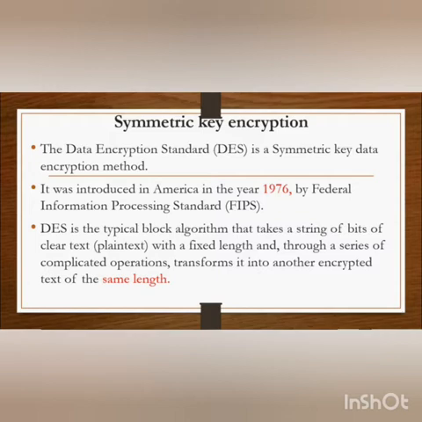Then they will use a series of complicated operations. Just now we have seen some types of simple algorithms, right? But actually they will use such complicated algorithms. Then only the hackers will not hack the information. So through a series of complicated operations, it transforms the text into another encrypted text of the same length. So in symmetric key encryption, they will maintain the same length. Encrypted data and decrypted data will be of the same length. So this is all about symmetric key encryption.